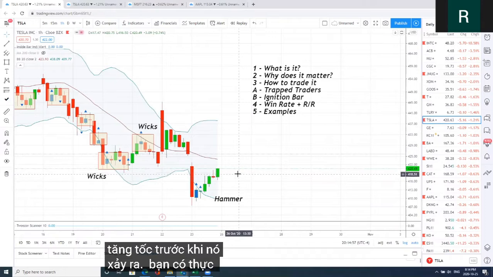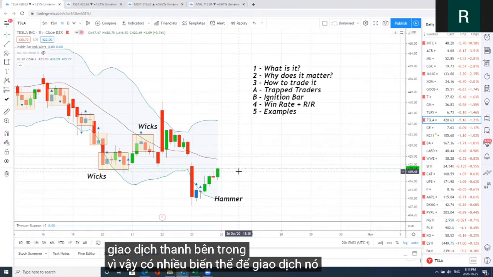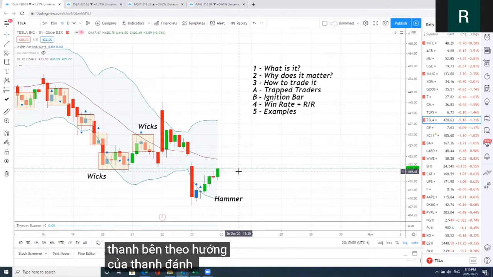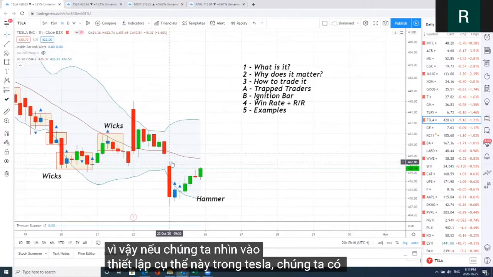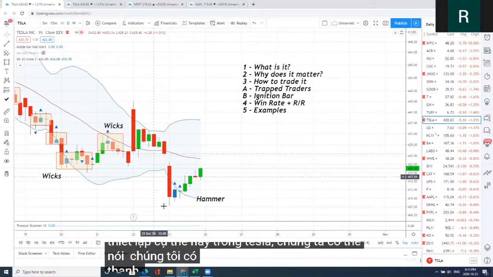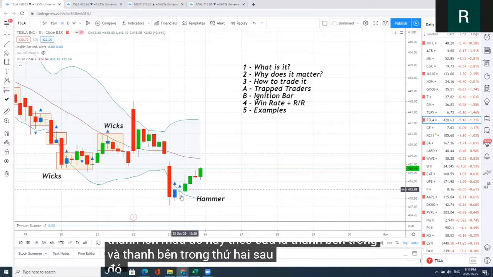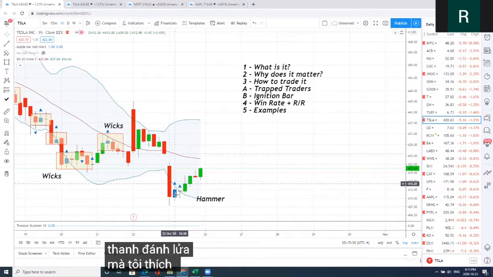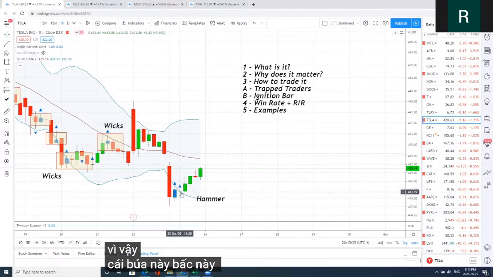All right. So how do you actually trade the inside bar? There are many variations to trade it, but in general, I like to trade inside bars in the direction of either the ignition bar or where traders are trapped. So if we look at this particular setup in Tesla, we had this big red bar followed by an inside bar, and then the second inside bar after that was a long wick hammer. So this would be an example of the ignition bar, what I like to call it, showing me clearly that the buyers are stepping in. So this hammer, this wick, gives me the direction.